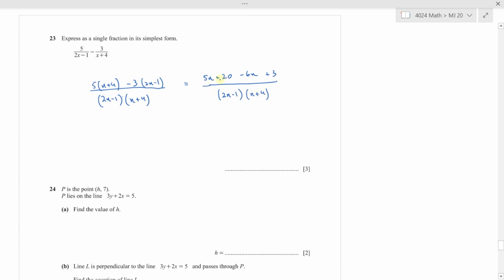So 20 plus 3 will be 23. 5x minus 6x will be minus x over 2x minus 1 into x plus 4. If you want, you can open the bracket in the denominator as well, but I will leave it as it is, which is also a correct answer. So this will be your final answer.